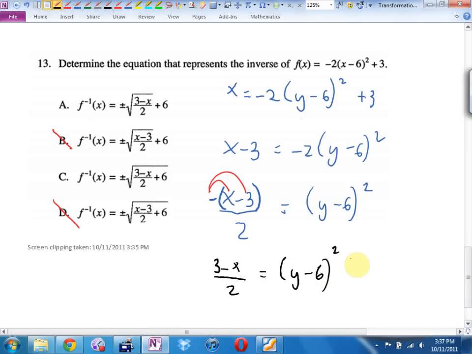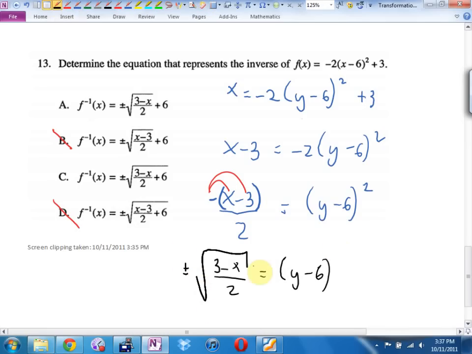Nope. Right? How do I get rid of squared, Ryan? And when I square root, what had I better remember? There's a bit of a hint right there. When I square root, what do I have to remember? Plus or minus. So they must have done this. They must have gone, get rid of the squared, plus or minus square root.